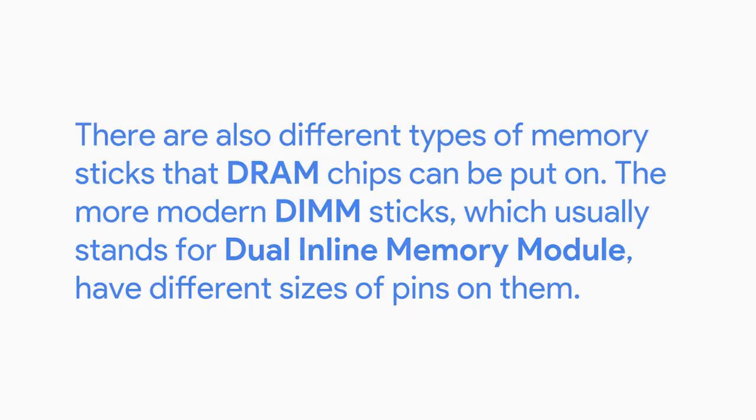There are also different types of memory sticks that DRAM chips can be put on. The more modern DIMM sticks, which usually stands for Dual Inline Memory Module, have different sizes of pins on them. I should call out, we don't really buy RAM based on the number of DRAM chips they have. They're labeled by the capacity of RAM on a stick, like an 8 gig stick of RAM.